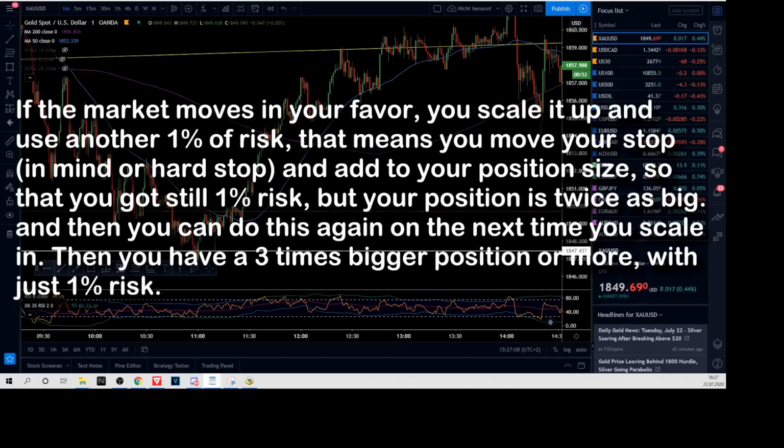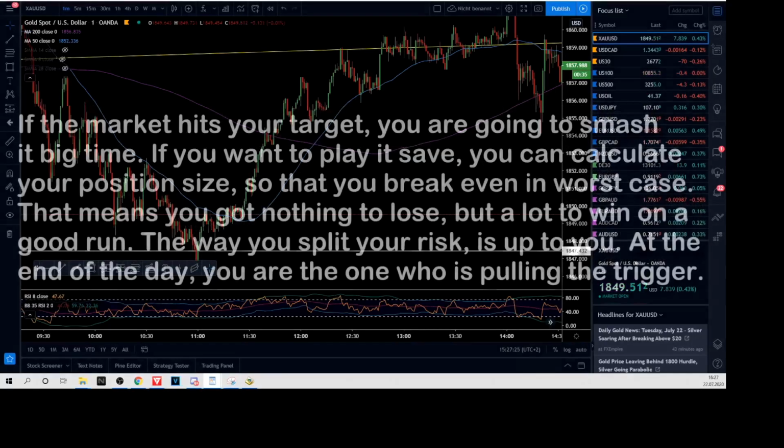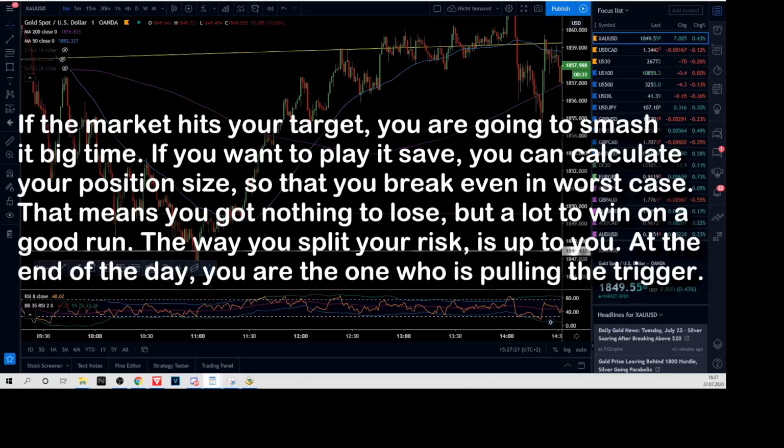Okay, that means you move your stop and add to your position size so that you still risk 1%, but your position is twice as big. And then you can do this again on the next time you scale in. Then you have a 3 times bigger position or more with just 1% risk. And if the market hits your target, you are going to smash it big time. And maybe you scale it up like 6 times, 7 times, 8 times, 10 times.